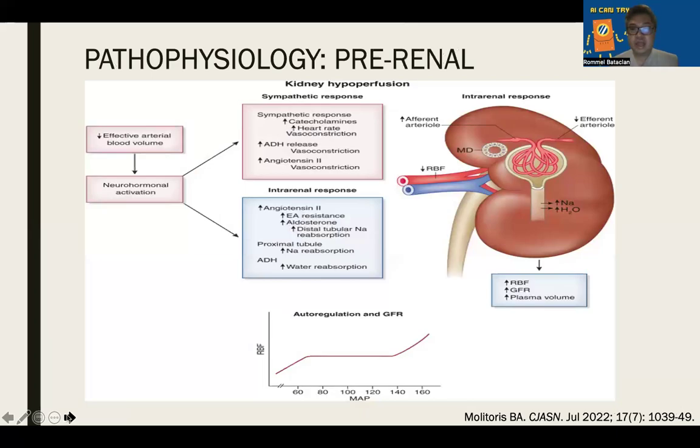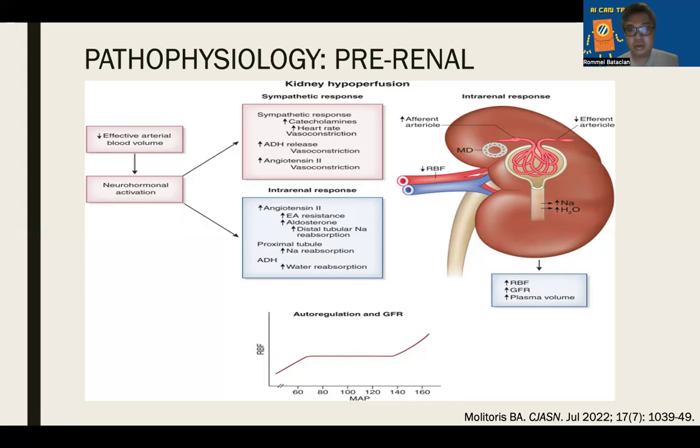So there are three main causes of acute kidney injury: the pre-renal, the intrinsic, and the post-renal. So pre-renal, definitely it's meaning before the kidney. So the primary mechanism for a pre-renal AKI is there is a compromise in the blood flow to the kidneys. Remember, kidneys get 20% of the cardiac output.